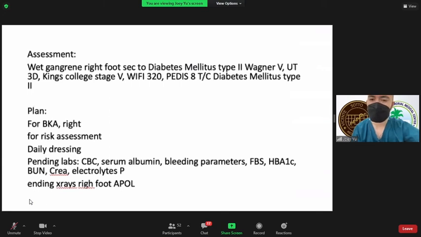So for our assessment: wet gangrene, right foot, secondary to diabetes mellitus type 2, Wagner 5, UT 3D, King's College stage 5, WIfI 320, PEDIS score of 8. To consider diabetes mellitus type 2, recently diagnosed as diabetic. So for the plan: BKA, right, possible AKA, for risk assessment, for daily dressing, and also pending labs and x-rays.